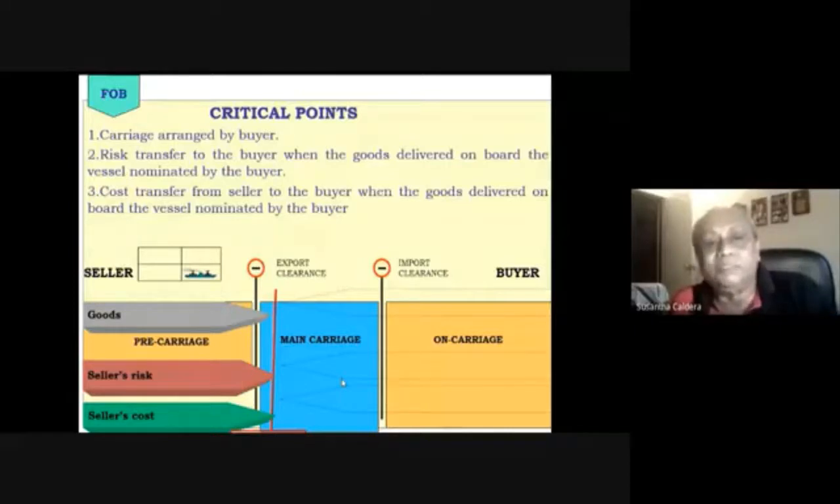Cost transfers from the seller to the buyer when the goods are delivered on board the vessel nominated by the buyer. Cost also transfers from the seller to the buyer when the goods are delivered on board.